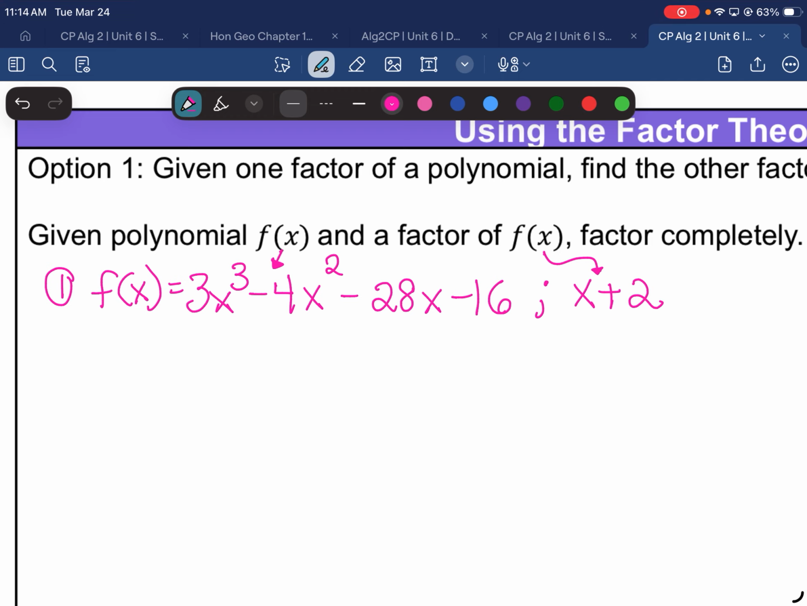So here's the polynomial, f of x. Here's the factor of f of x. I guess I shouldn't draw that from f of x. That's the factor. This is one of the factors. Okay? You have to be given this in order to use the factor theorem, in order to do synthetic division. We got to factor this completely. So do you remember synthetic division with the half of a rectangle? Draw that for yourself.